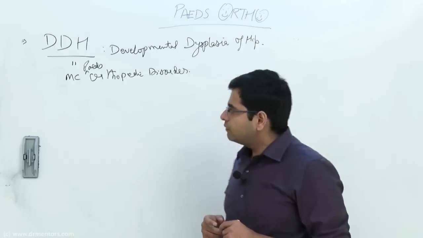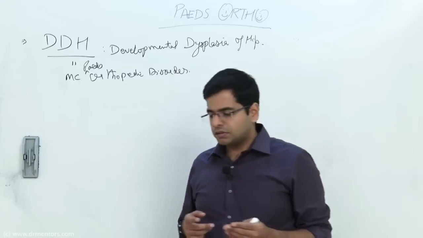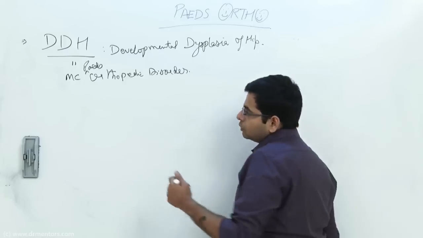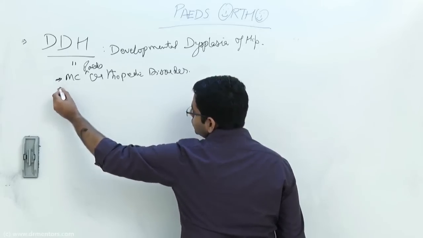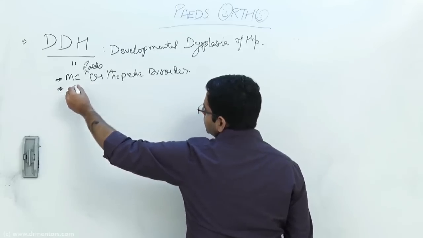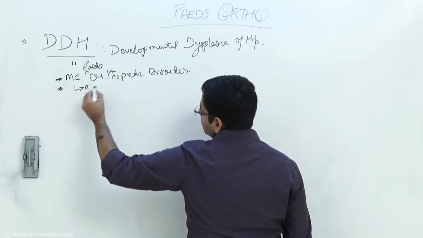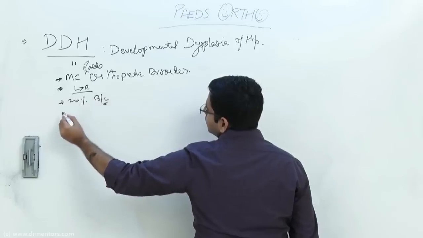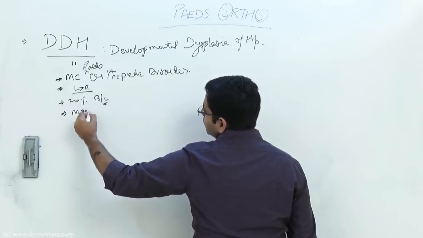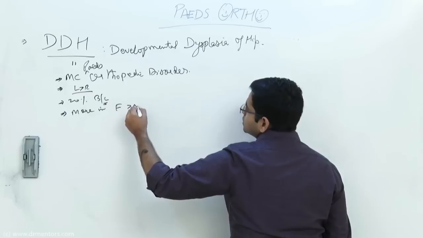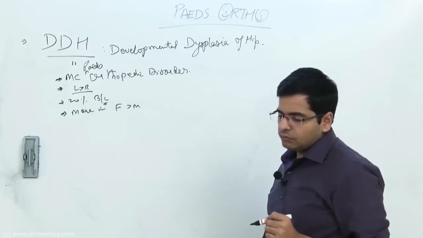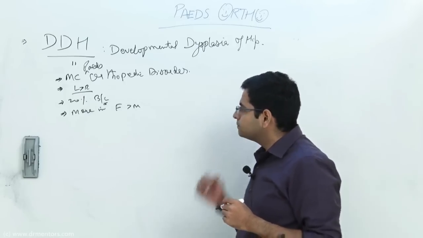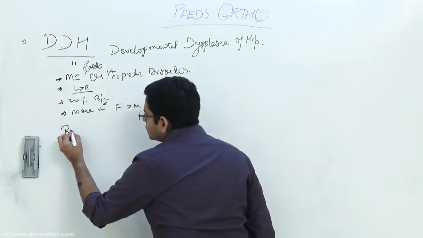Okay, so for that high risk screening we should know what the high risk factors are. I'll tell you that. Then we come to laterality: it is usually unilateral. Left side is more common than right. In 20% of cases it can be bilateral. It is more common in females than males. This is again more common in females, and that too in left hips rather than right hips. Okay. Then let's go on to the risk factors.